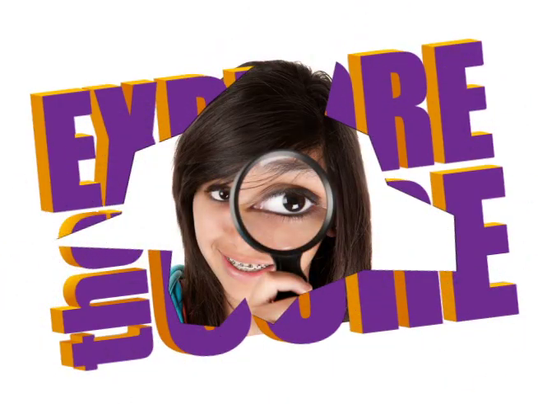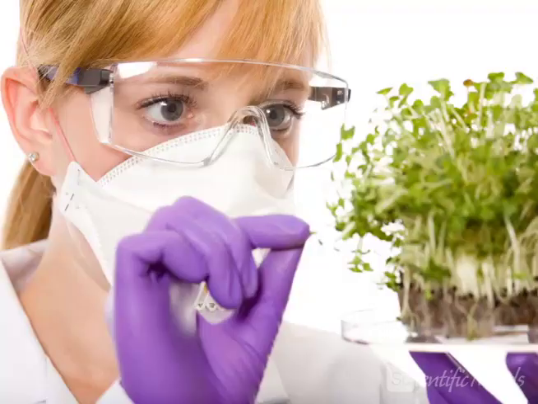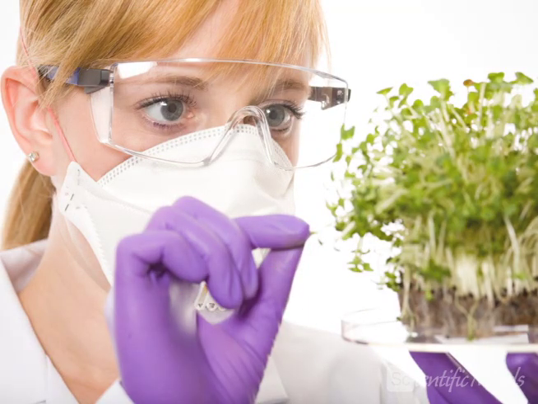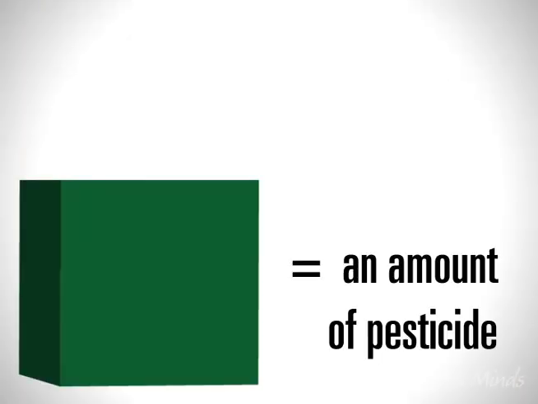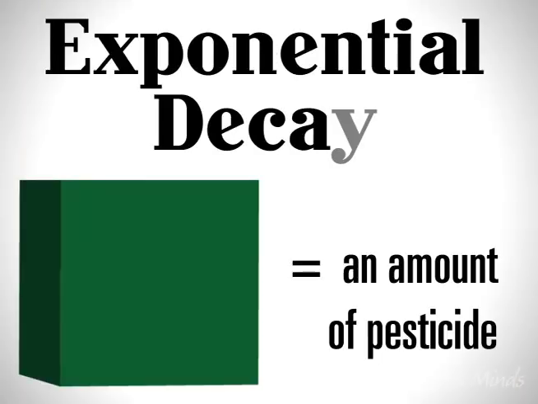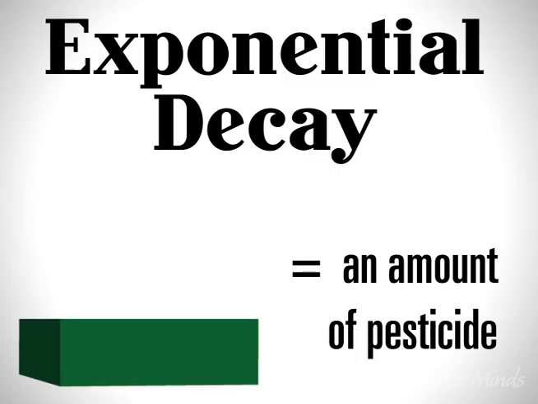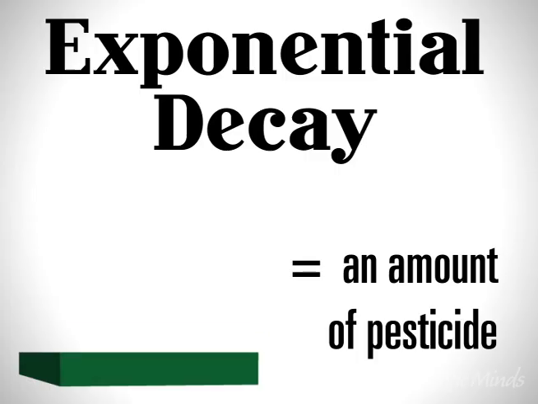And now, let's explore the core. When chemical companies create insecticides, they do a lot of scientific research. One important calculation is exponential decay. Traces of insecticides can remain in the soil long after they're applied because they have a half-life, the amount of time that it takes for 1/2 of a quantity of the chemical to decay. Half-life is an example of exponential decay.